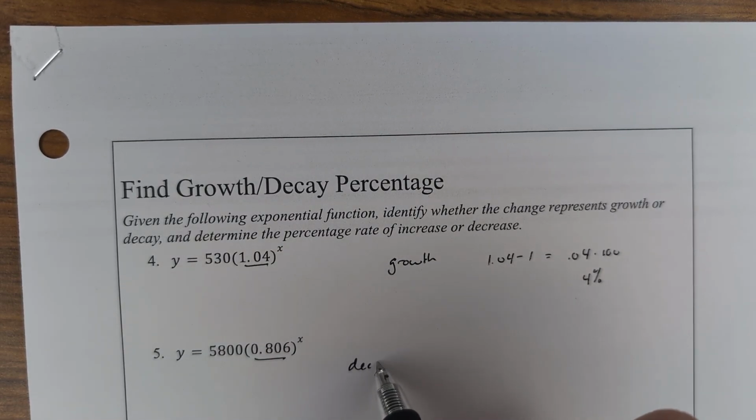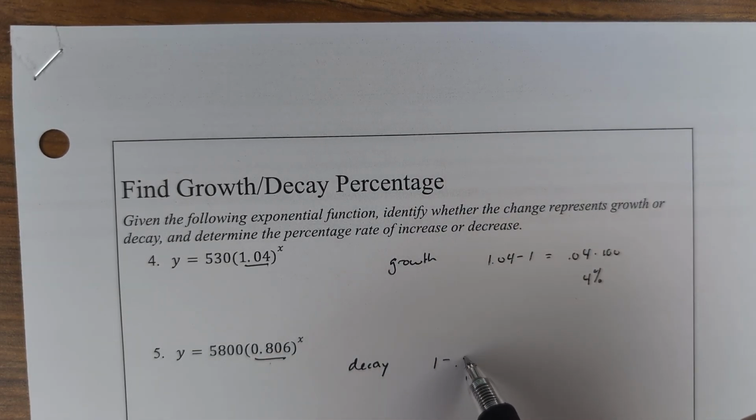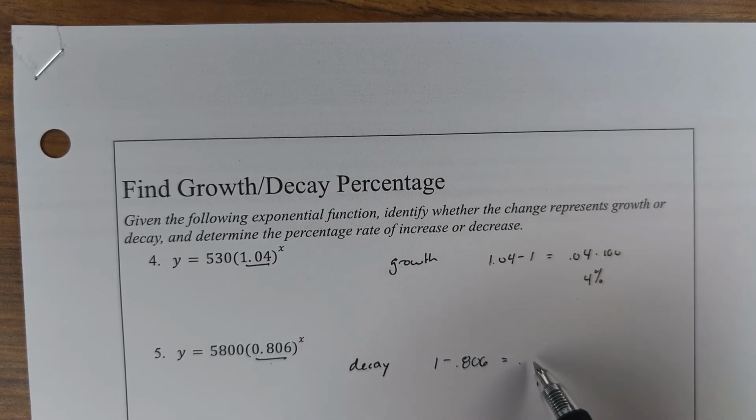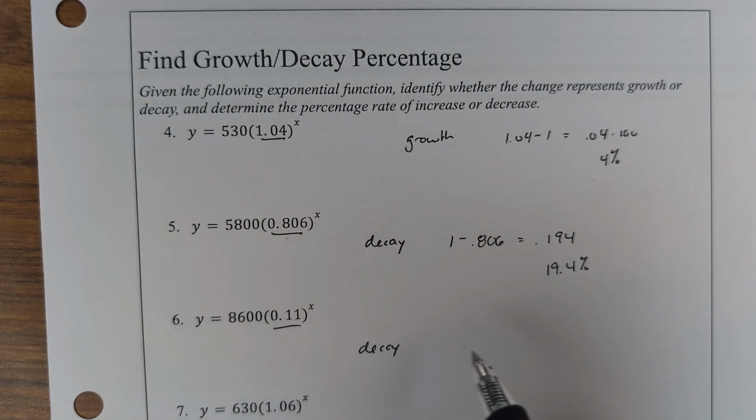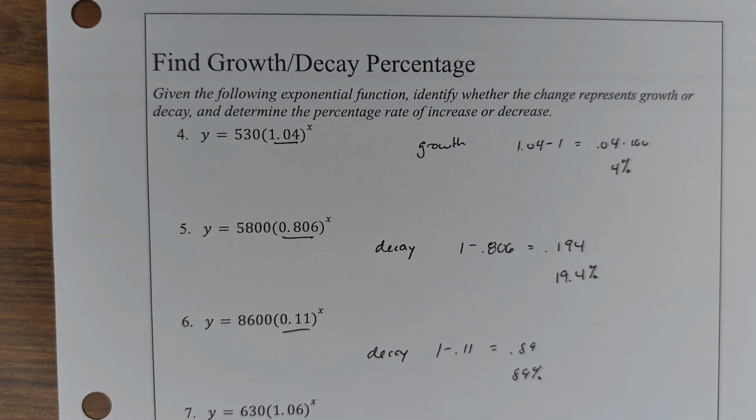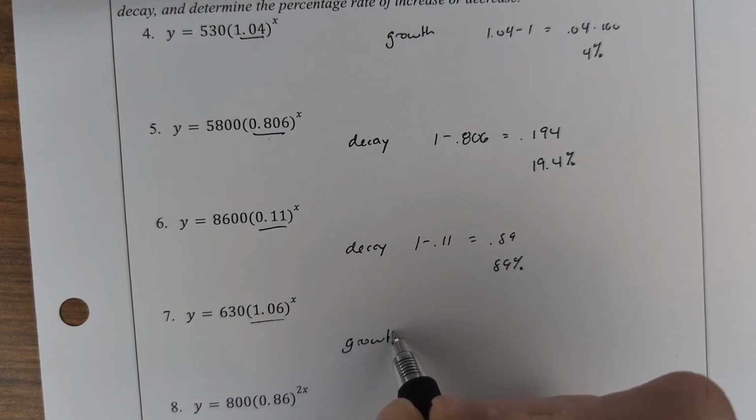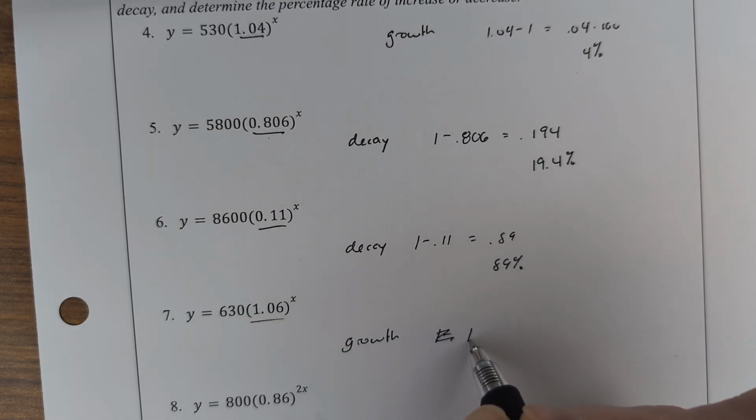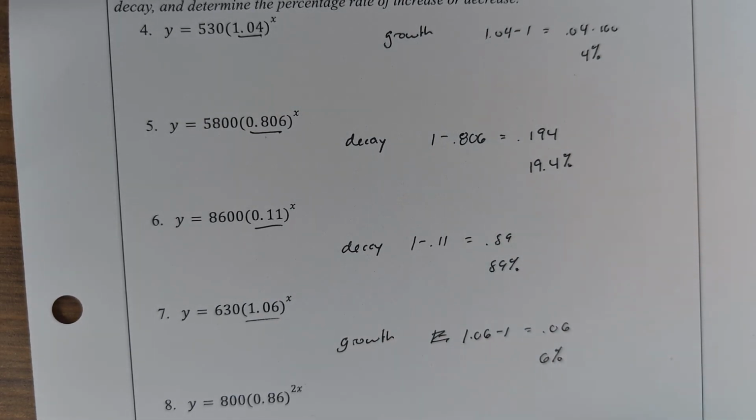Here we are less than 1, so we have decay. So instead of doing our number minus 1, because that's going to give us a negative, we're going to do 1 minus our number. So that's going to be 0.194 times 100, which makes this 19.4%. This number is less than 1, decay. So 1 minus 0.11 is 0.89, so 89%. The number is more than 1. So growth, whoops, which means we do 1.06 minus 1, because we want our decimal to be greater than 1. So that's 0.06, so multiply by 100, 6%.